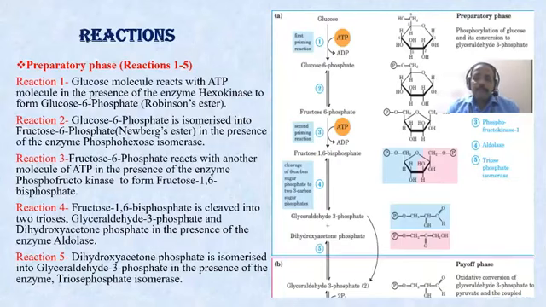Then the further reactions, I mean the reactions considered from glyceraldehyde 3-phosphate, all are considered to be the reactions that come under the payoff phase. Whatever reactions we discussed until now, all of these come under the preparatory phase.